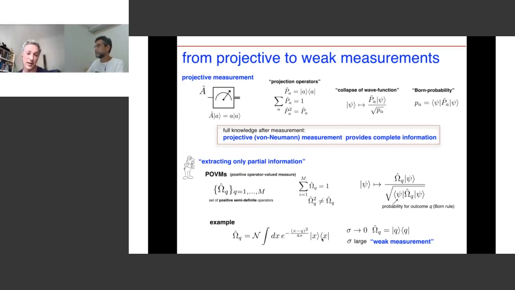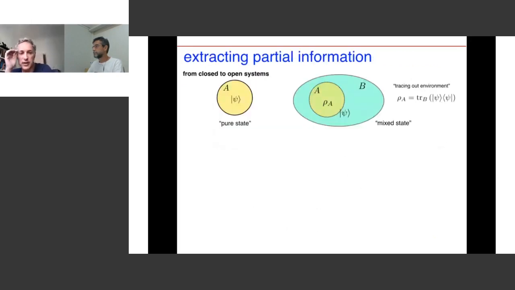However, in the opposite extreme case where the width goes to infinity, this would be just a unit operator, so you wouldn't gain any information. And if the width is in some sense large, then one speaks about weak measurements. And actually, there's another, I think, quite nice way to think about these POVMs.